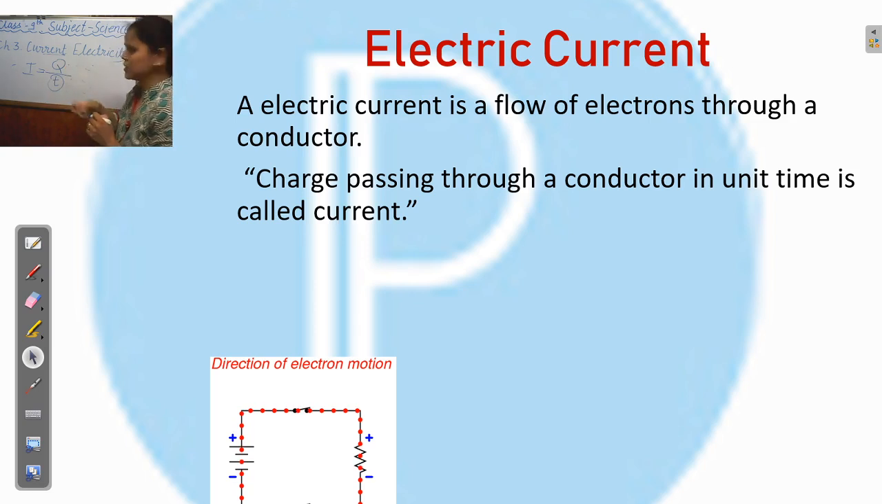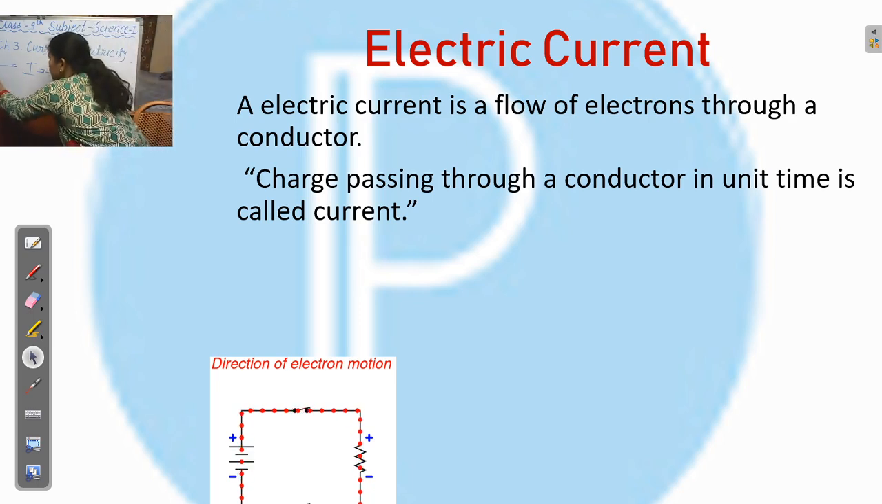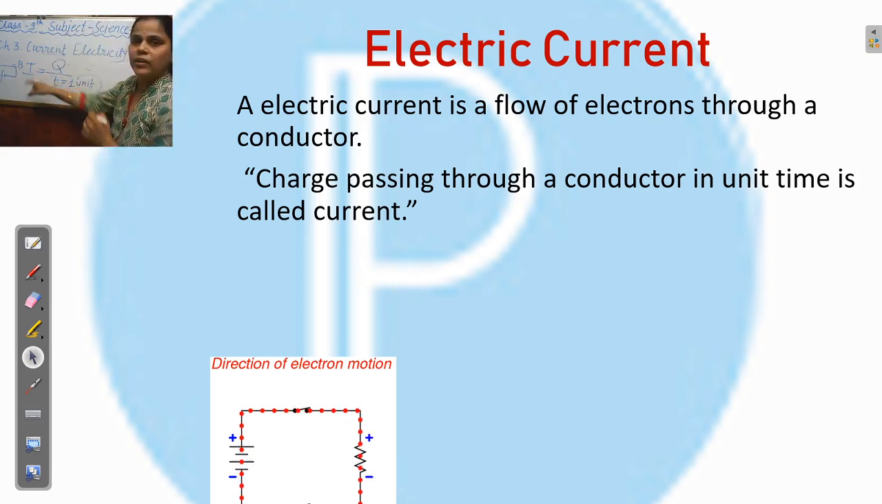So charge passing, if we take the time equal to a unit, that means 1 unit of time. Time may be in hours, minutes or seconds, so I take just 1 unit. So in a unit time, the total charge that passes through this conducting wire AB is called the electric current. Understand?